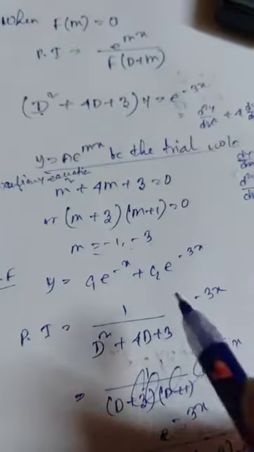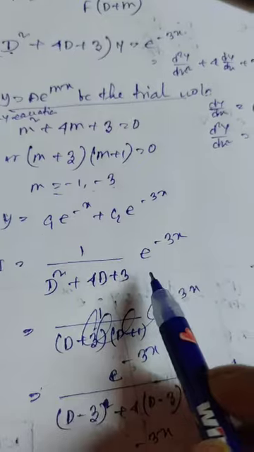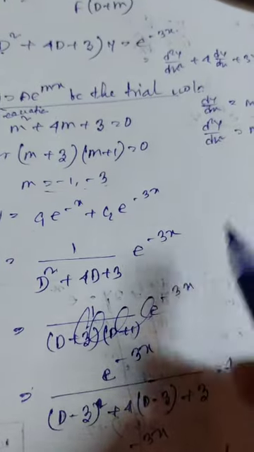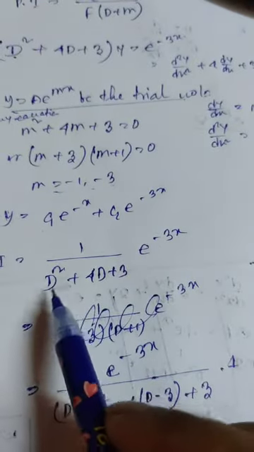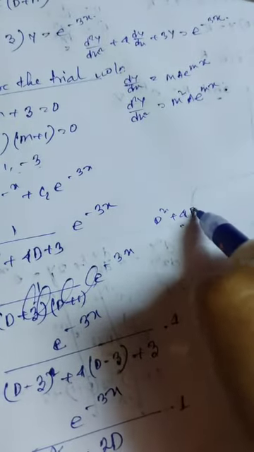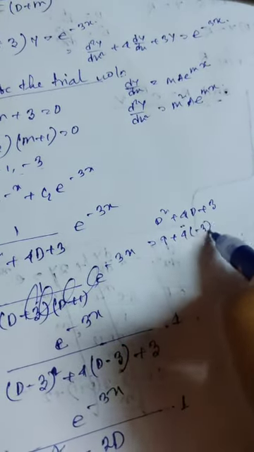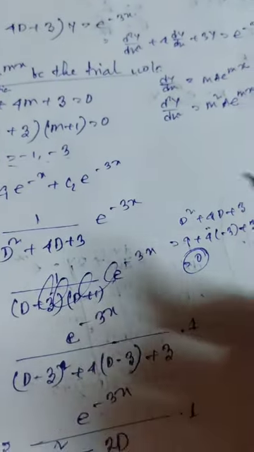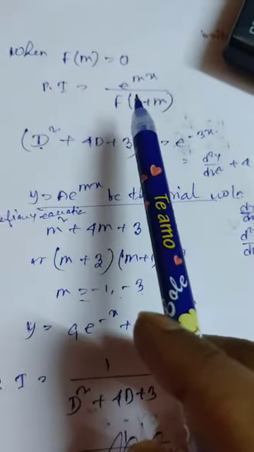So now we have to find the particular integral. That is 1 by f of D, e to the power mx. Here we will get 1 by D square plus 4D plus 3, into e to the power minus 3x. See here, if we put D is equal to minus 3, it will become 0. That is, in D square plus 4D plus 3, if we put D is equal to minus 3, we will get 9 plus 4 into minus 3 plus 3, and this will become 0. So this is invalid. To solve this, we will use this form: e to the power mx by f of D plus m.